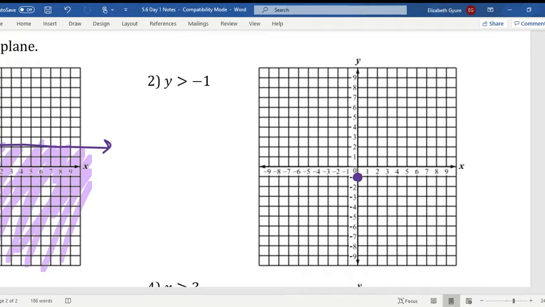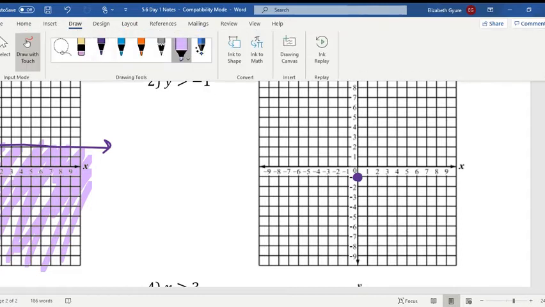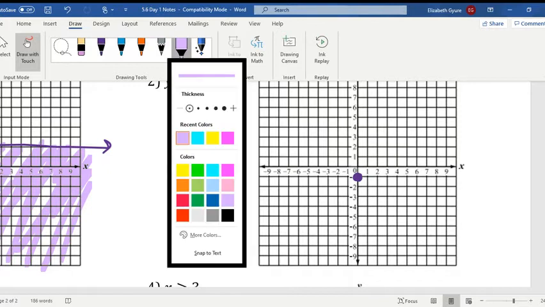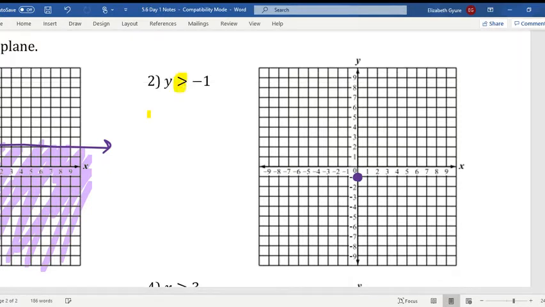It's going to be horizontal, just like before. Now, should that horizontal line be solid or dotted? If we have just a greater than symbol, what do we think? Yeah, definitely it's going to be dotted. So through -2, we're going to draw a little dotted line here.